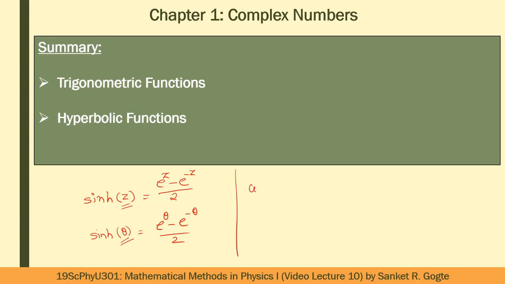Similarly, hyperbolic cos z is defined as e to the power z plus e to the power minus z divided by 2, and that is also the definition for hyperbolic function of a real number. It is e to the power theta plus e to the power minus theta divided by 2. You can note the similarity between sine of a complex number and the definition of hyperbolic sine and cos.